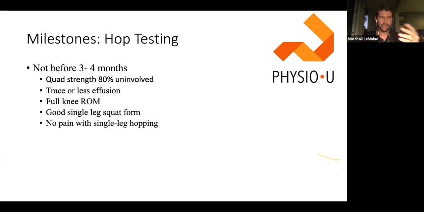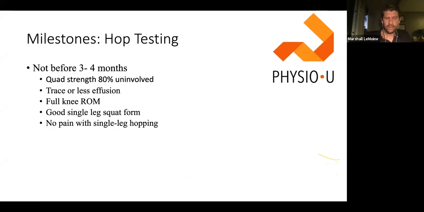So we said that running can be 3 to 4 months, hopping around the same time. At 4 months, they can start hopping. However, their milestones are a little bit higher. So instead of quad strength of 70 for your running, now you have quad strength of 80. So they need to be a little bit stronger to jump. Effusion, trace, or less than trace, so 1+. Full knee range of motion, no pain with single limb hopping. So can they even hop on their leg without it hurting? And then again, that single limb squat form. So similar to the other side, or similar to the milestones before, right? So that'd be your milestone.